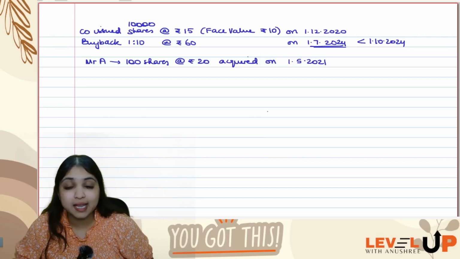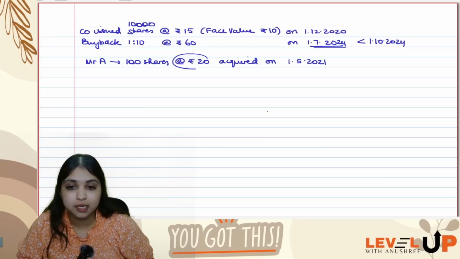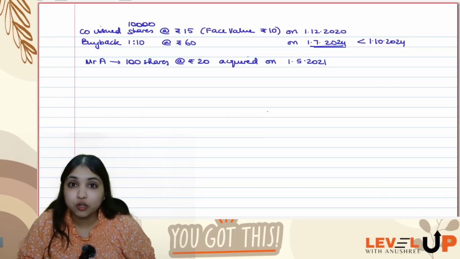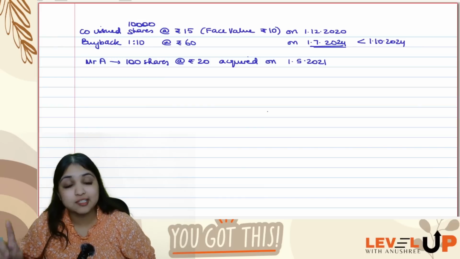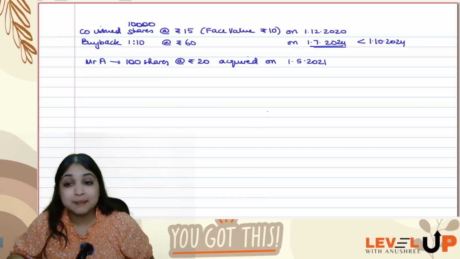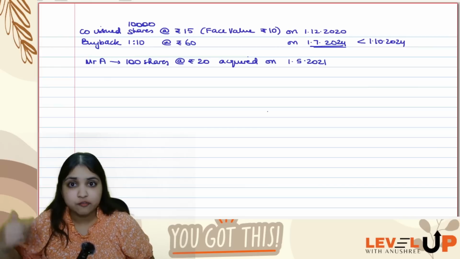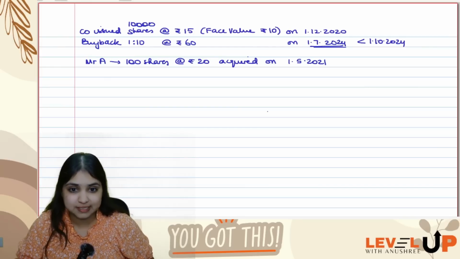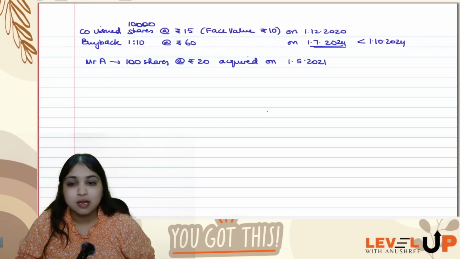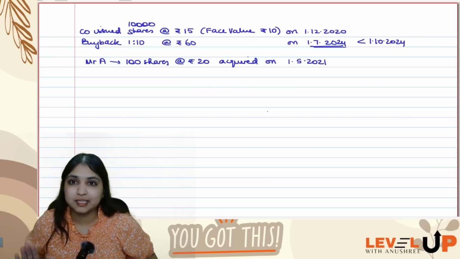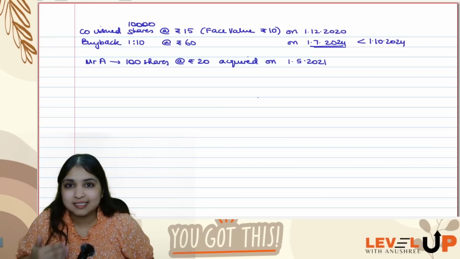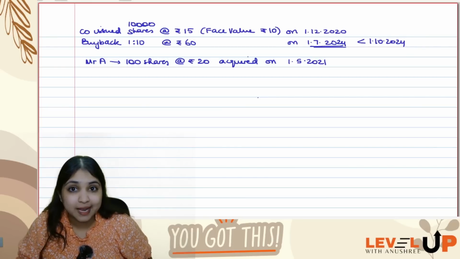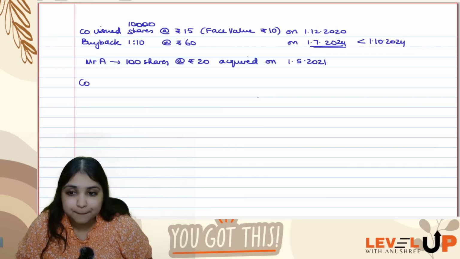Now Mr. A had bought 100 shares of the company at 20 rupees. He bought on 1st May 2021. This is my situation. Company issued 10,000 shares long back at 15 rupees. Mr. A bought 100 shares from the stock market at 20 rupees, let's say, on 1st May 21. Company is buying back 1 in every 10 shares at 60 rupees. 60 rupees is the buyback price. And let's say these are shares of a domestic company. So my existing provision was for the company.